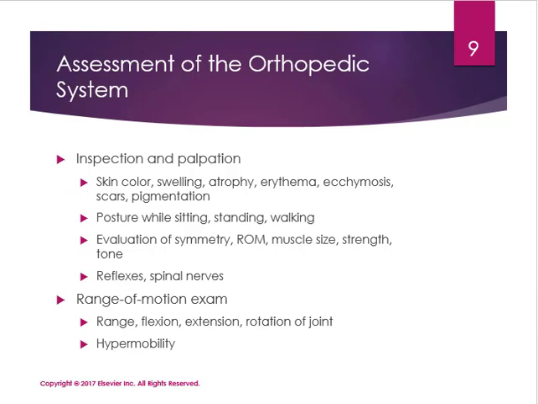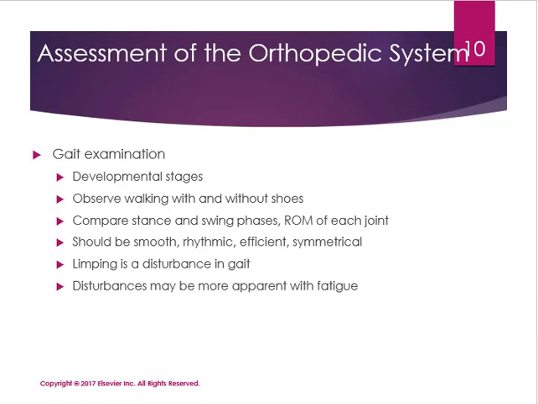When you're assessing their gait, it's important to know the developmental stages of walking. Most kids might walk between 8 and 16 months. But development of normal gait depends on progressive neurological maturation. You want to assess the child walking both with and without shoes, and this is going to give more insight into the functionality of the foot.